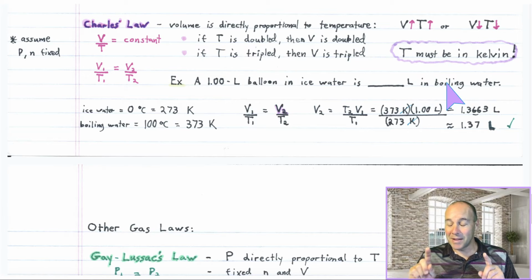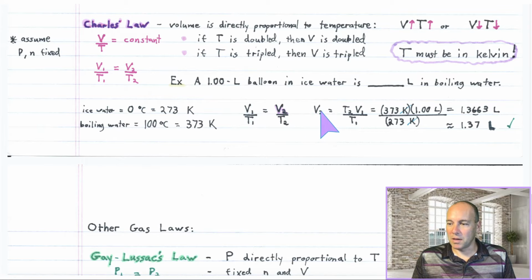Well, you need to know the temperatures of ice water and boiling water. In ice water, that's 0 degrees Celsius. You know, that's the temperature at which liquid and ice is at an equilibrium. Water freezes at 0 Celsius. So ice water is 0 Celsius. Boiling water is 100 Celsius. Converting those to Kelvin, that's 273 Kelvin and 373 Kelvin. Now you have the volume of the balloon at this temperature, and you're told what the new temperature is. You should be able to calculate the new volume using Charles' law. So this time we're solving for V2, okay?